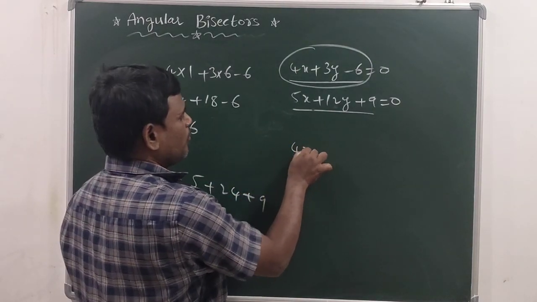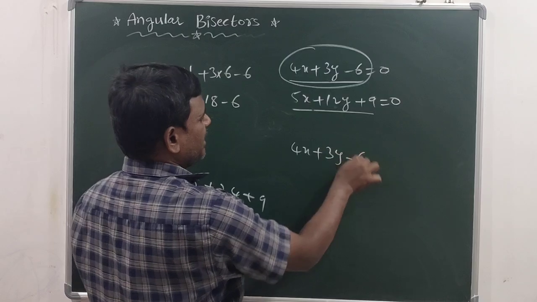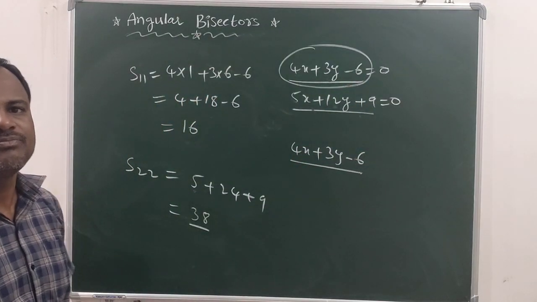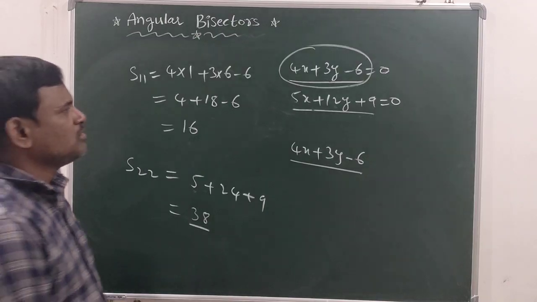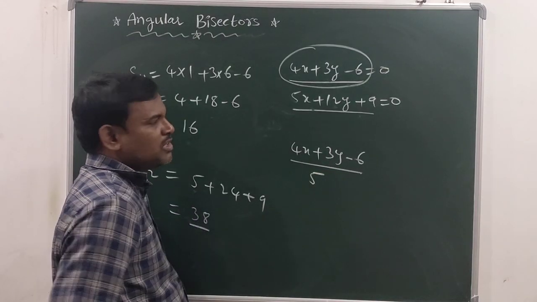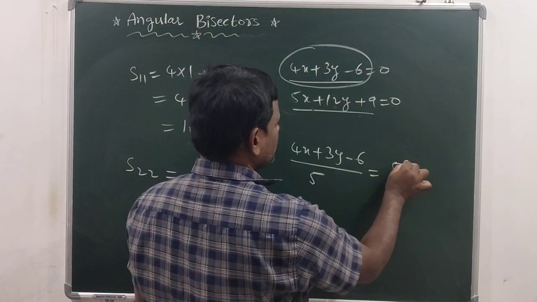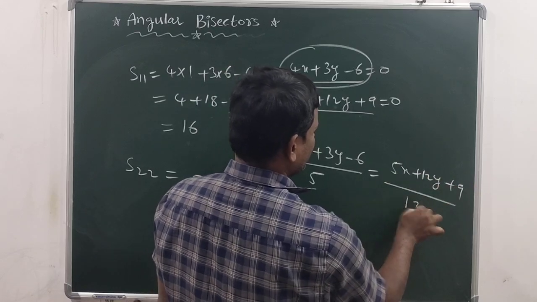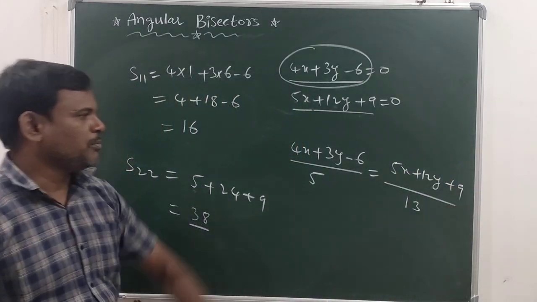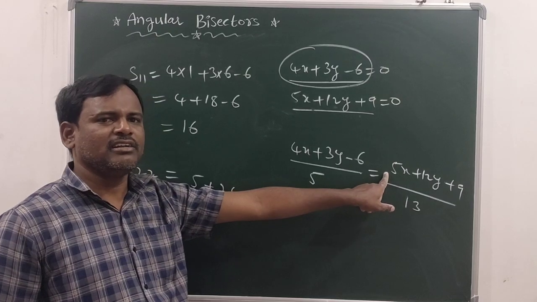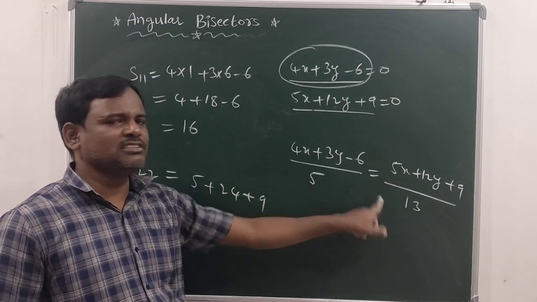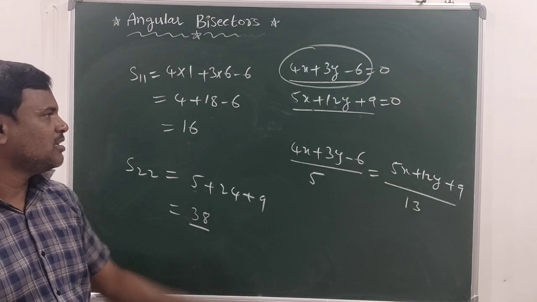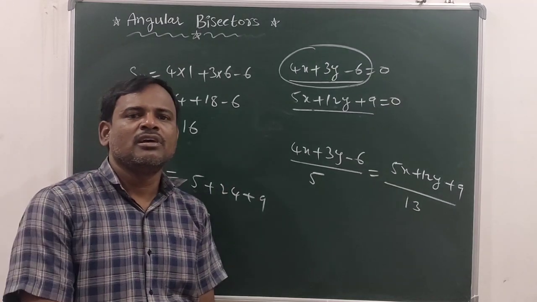See here, 4x plus 3y minus 6. Here there is no need to make C1, C2 positive, students. Okay, so here you get 5 now. So for this, 5x plus 12y plus 9 by 13. So here plus, I did not write. Okay, here plus indicates a bisector in which this 1 comma 2 is belonging.